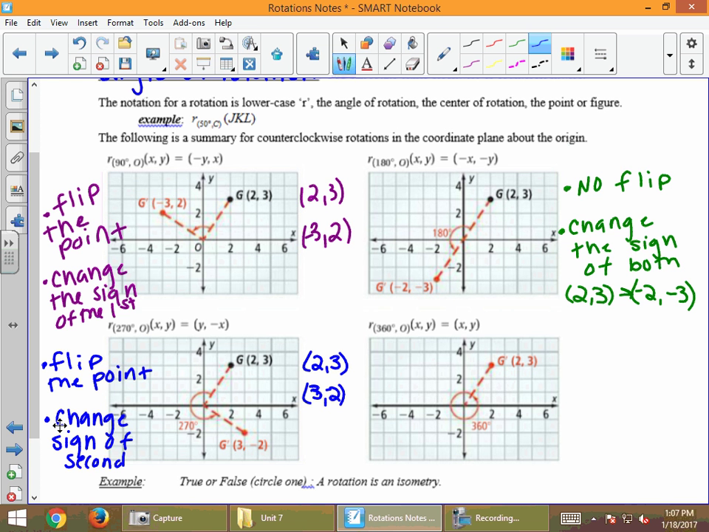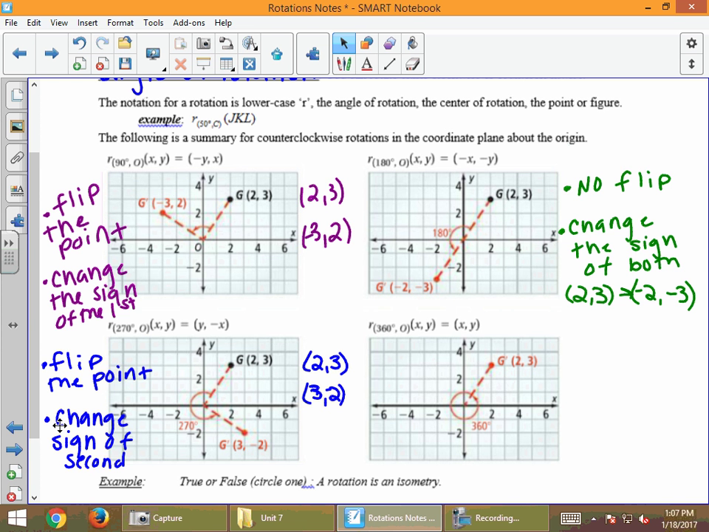Okay? 360 we don't really worry about. If you start and you rotate something 360 degrees, you literally go back to where you started from. So nothing really changes when you rotate something 360. Okay? Questions over that?